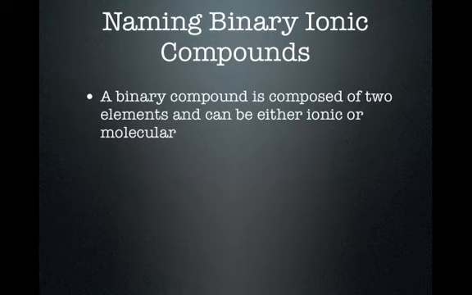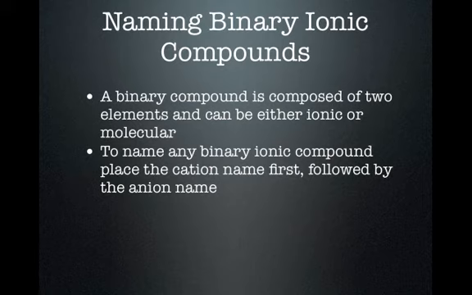If we talk about a binary compound, binary simply means that it has two elements. Now we can have binary ionic and binary molecular. We're going to talk about the ionic ones here. For anything that's binary, we simply take the cation name first, and then we put the anion name. So we just write those two down. We've talked about naming those ions, and that's all we do.